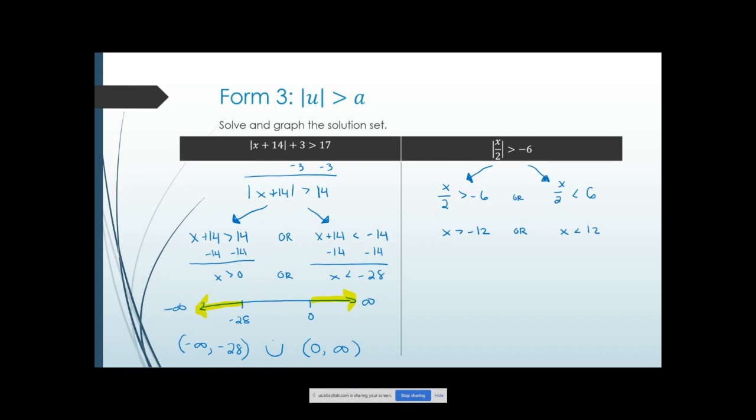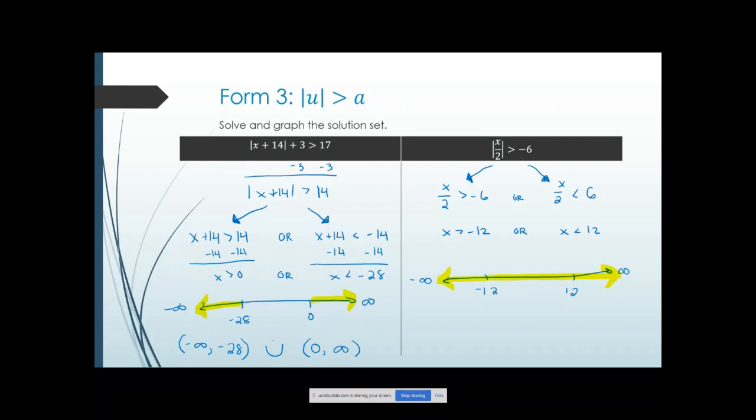Because I multiplied by a positive 2, I don't have to worry about reversing things. So let's graph what this means. I'm going to put -12 and 12 on my number line. And now highlight. So x is greater than -12, so that's to the right of -12. X is less than 12, so that's to the left of 12.